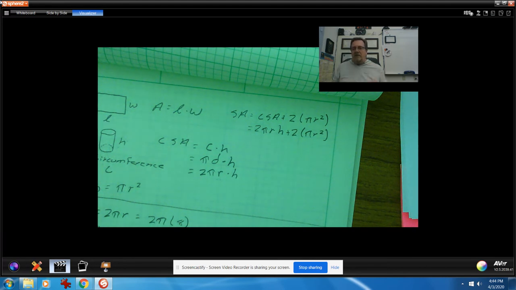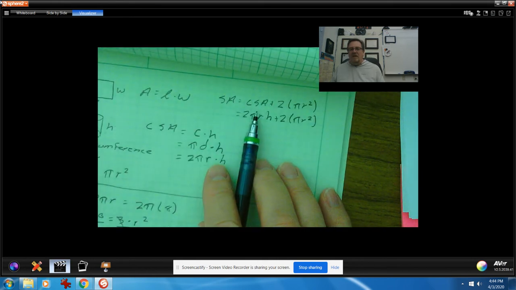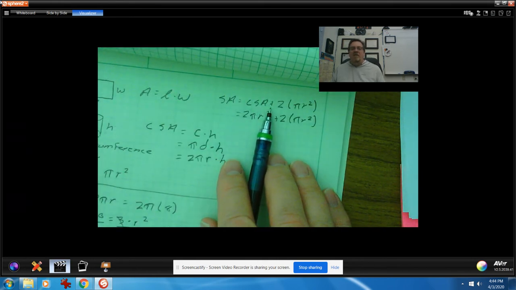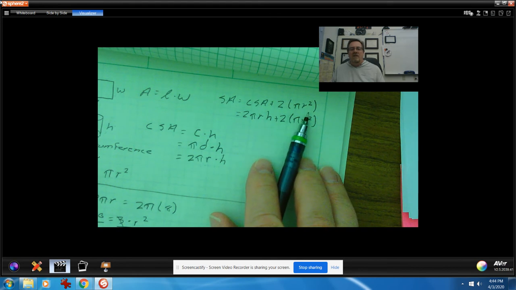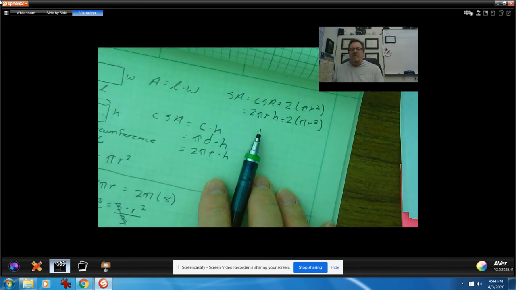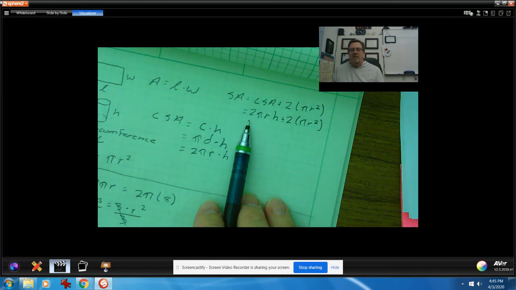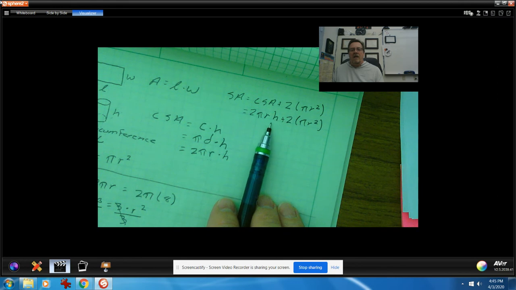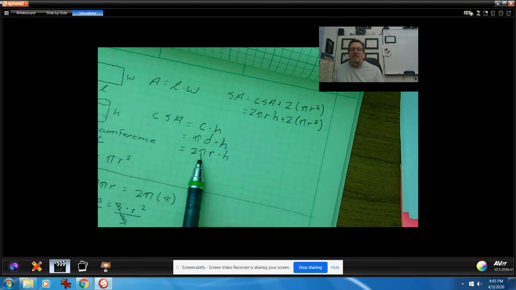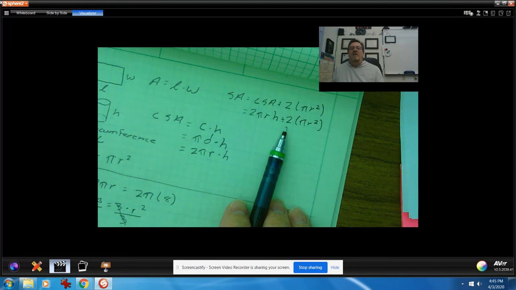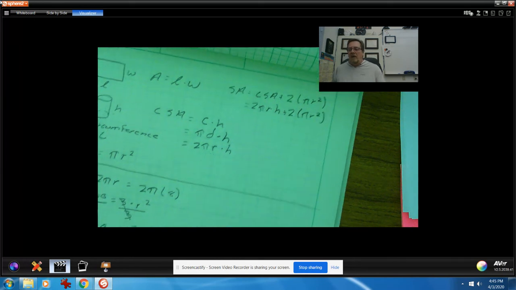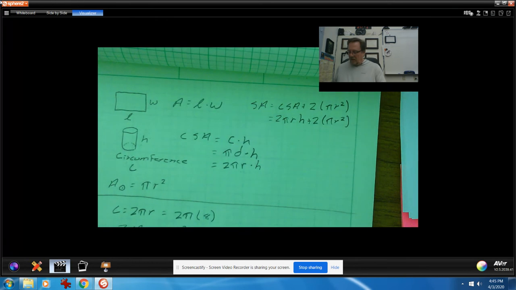The complete surface area for a cylinder is then going to be equal to the curved surface area plus 2 areas of a circle on the top and the bottom. And so when we write that entire thing out, it looks complex, but it's not. Your entire formula is going to be 2 pi r h, that's our curved surface area that we looked at before, plus the 2 circles, 2 pi r squared. All right?